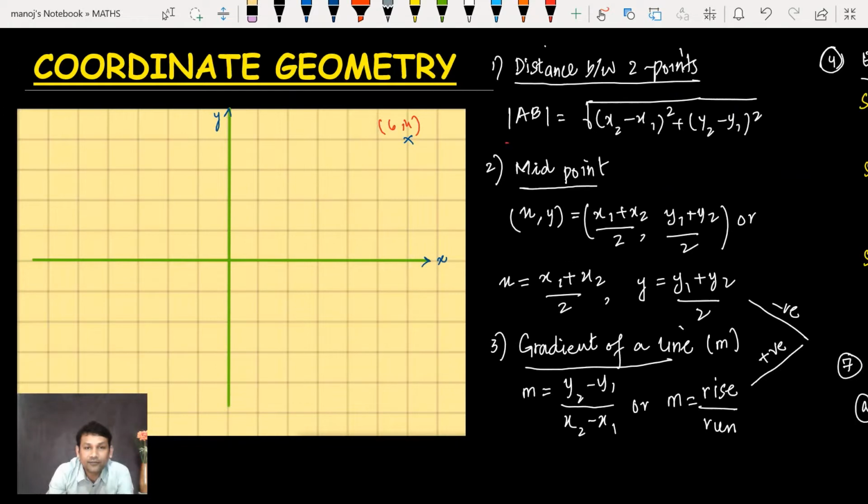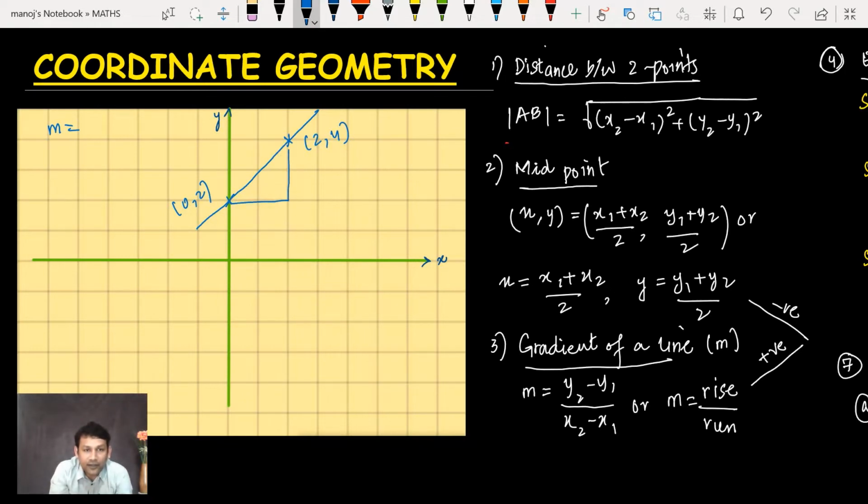I want to write here, when the grids are given, you can also form an equation. How? This point is given here, and I'm writing it like this. This coordinate is 0, 2, and this coordinate here is 2, 1, 2, 3, 4, so 2 and 4. What we need actually is the gradient.